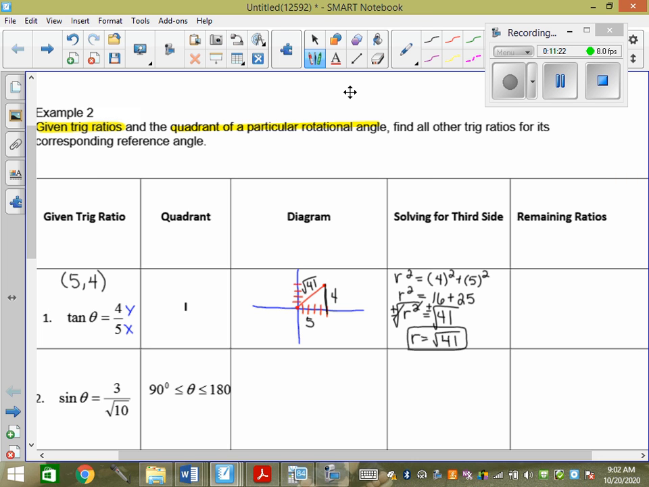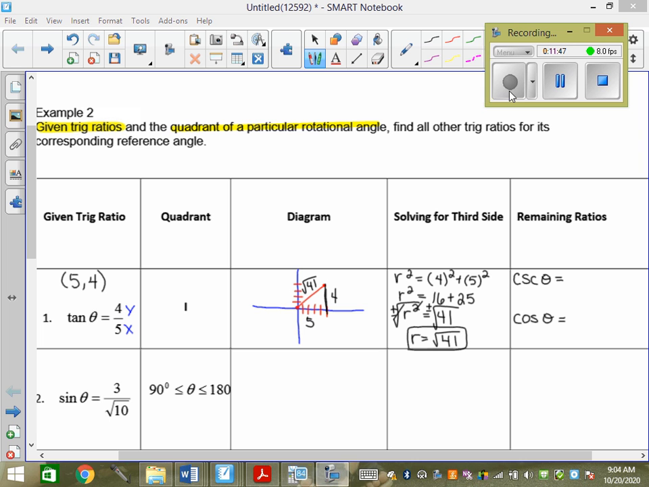For time constraints, we're not going to do all the remaining ratios. We're just going to do 2, and I'm going to tell you which ones. Okay? So I want you to do cosecant theta, and I want you to do cos theta. You give me those.